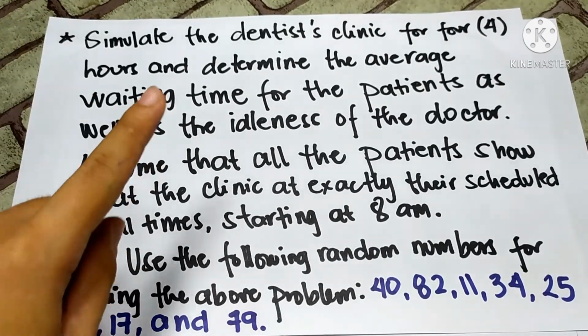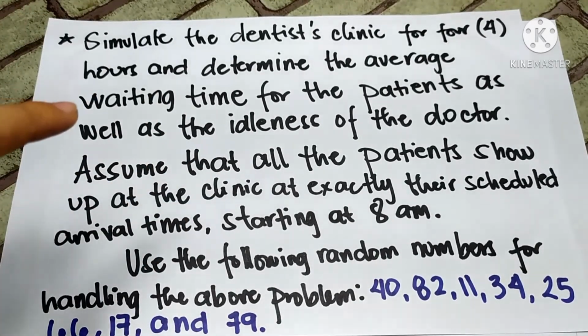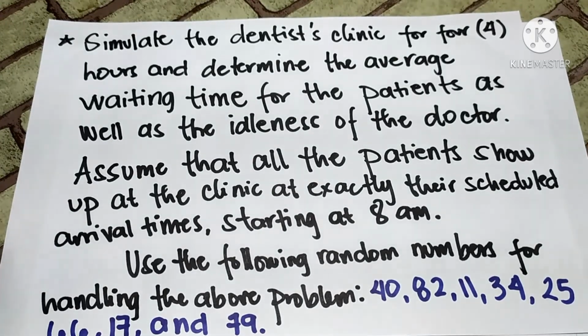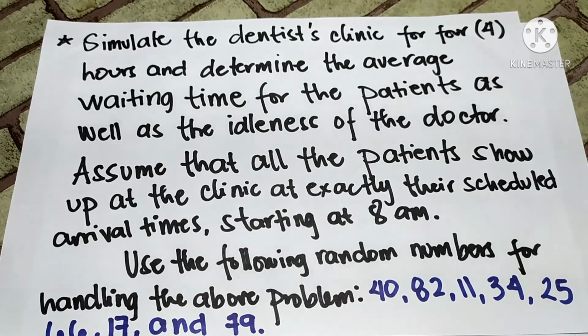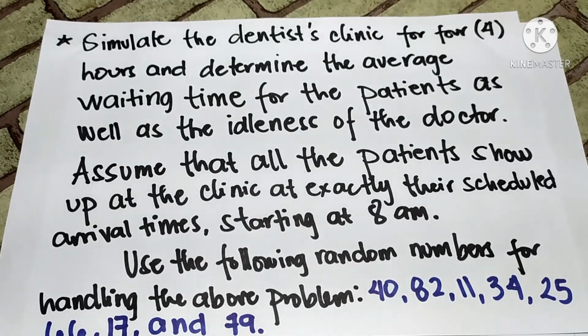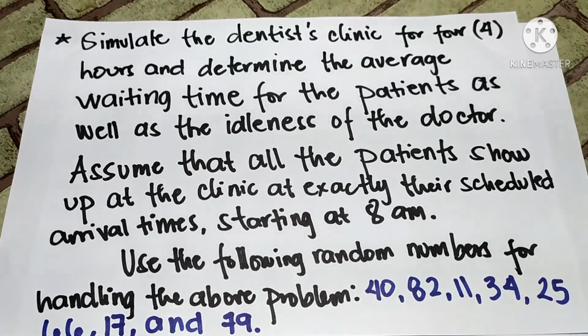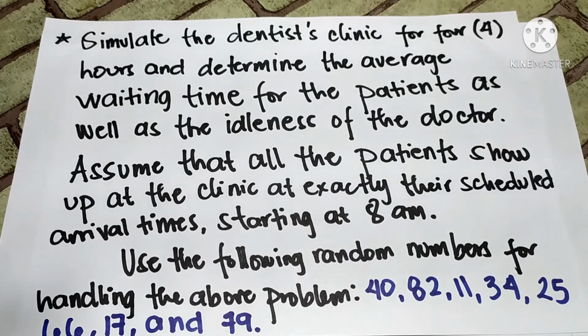So, simulate the dentist clinic for 4 hours and determine the average waiting time for the patients as well as the idleness of the doctor. Assume that all the patients show up at the clinic at exactly their scheduled arrival times starting at 8 a.m. Use the following random numbers for handling the above problem: 40, 82, 11, 34, 25, 66, 17, and 79.